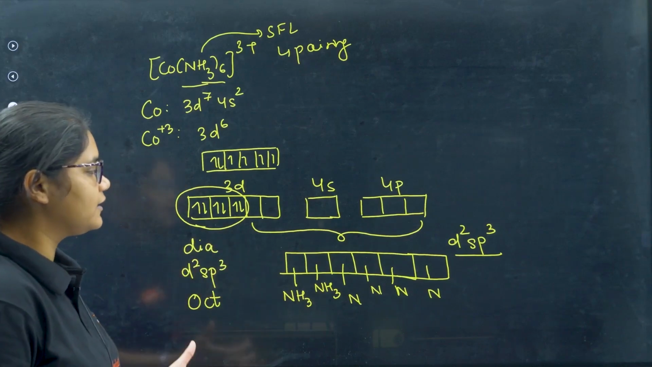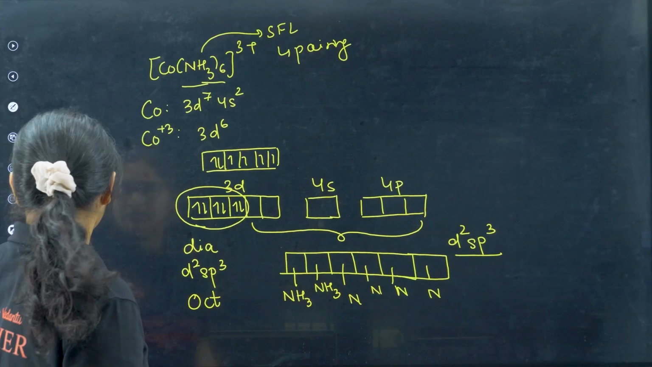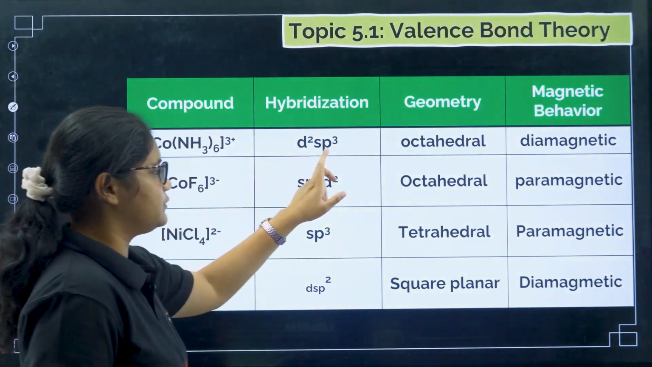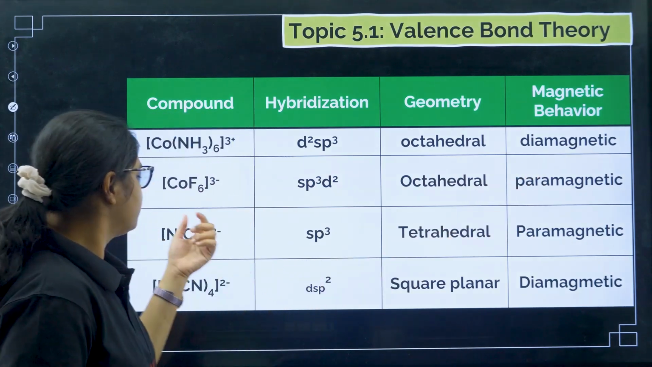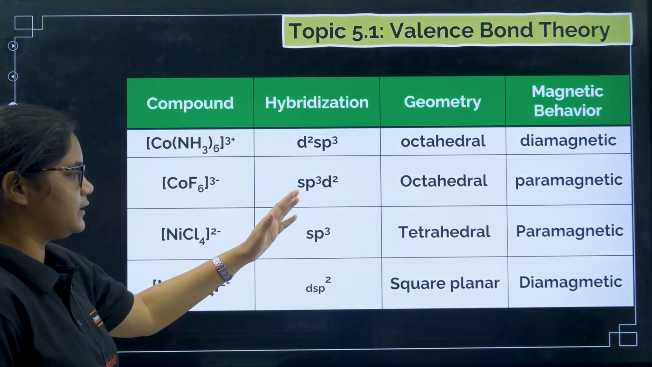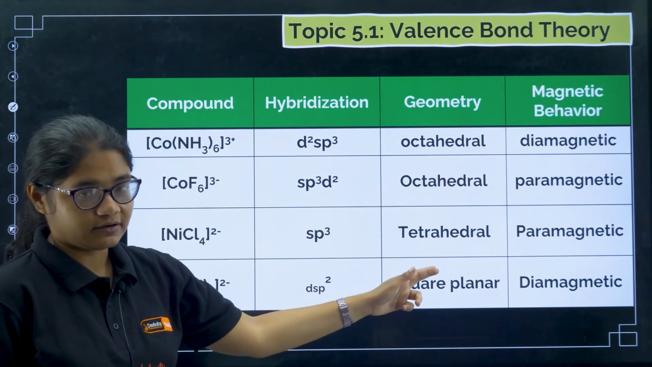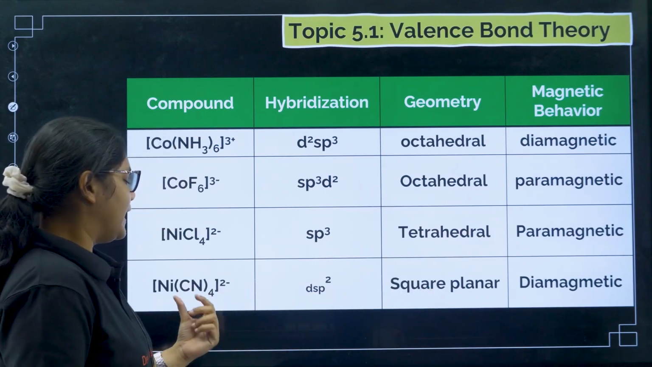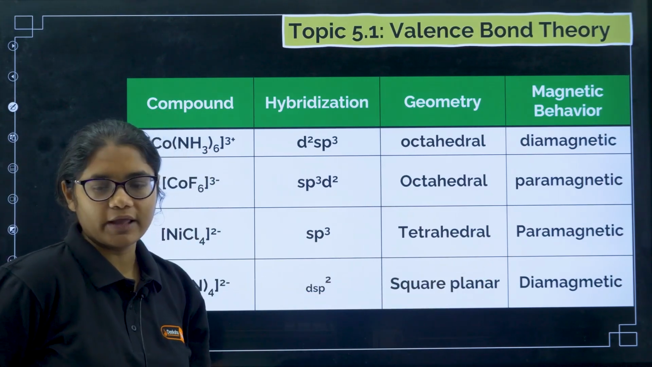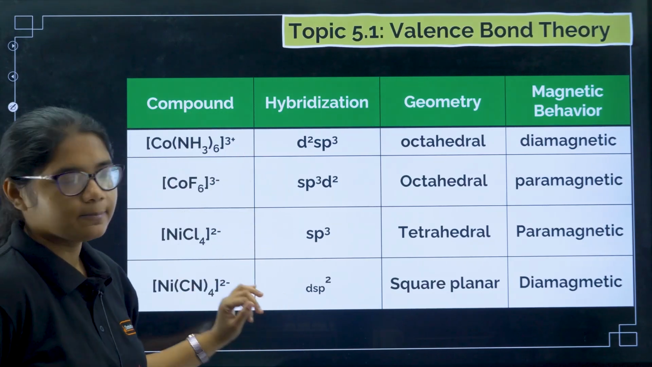If you don't prepare this in the exam, you will draw all these things and waste a lot of time. That is why I have given you the summary that you should remember. For this one I told you d2sp3, octahedral, diamagnetic. For CoF6, if you draw it and check once, it is sp3d2, octahedral and paramagnetic. NiCl4 is sp3 hybridization, tetrahedral and paramagnetic. Ni(CN)4 is dsp2, which means square planar, and it is diamagnetic. You can draw the valence bond theory and check for all of them. I have given you a summary.